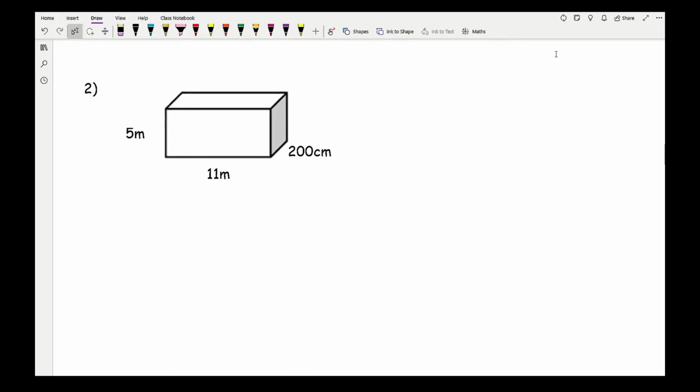Moving on to question 2. Now, one thing you want to make sure, the first thing to check, is an important note: make sure all lengths are in the same units.